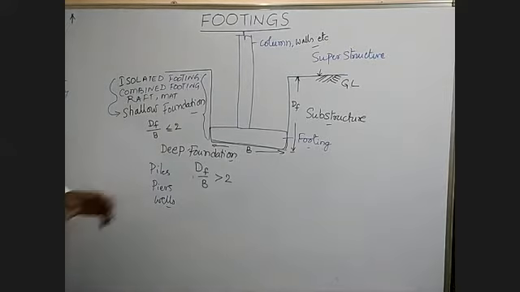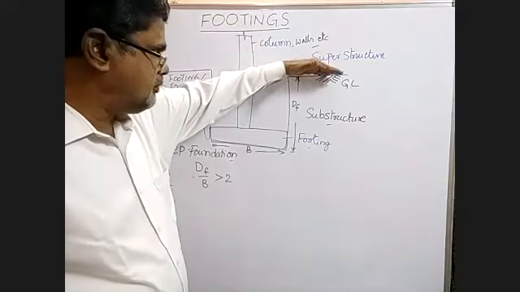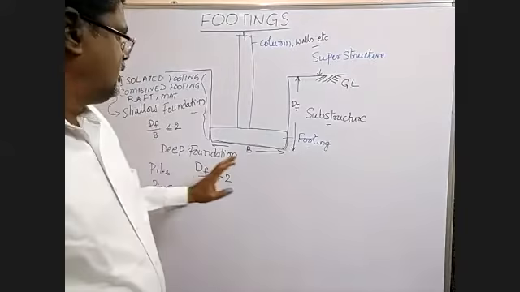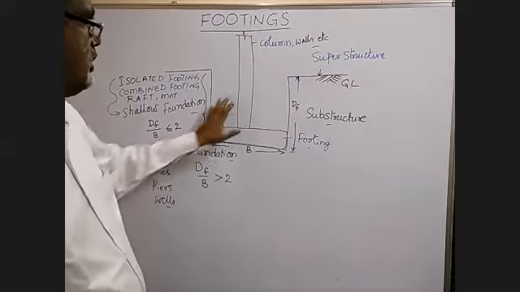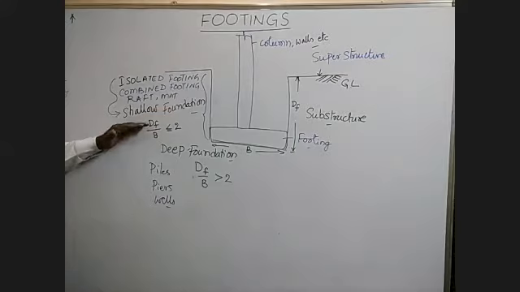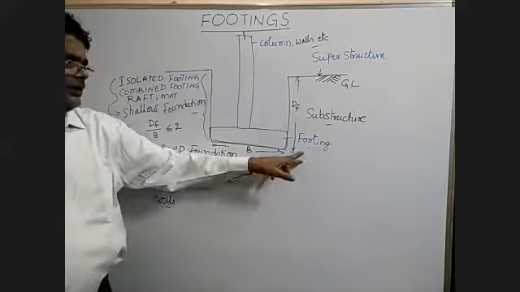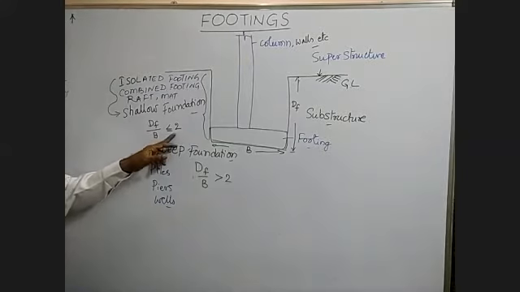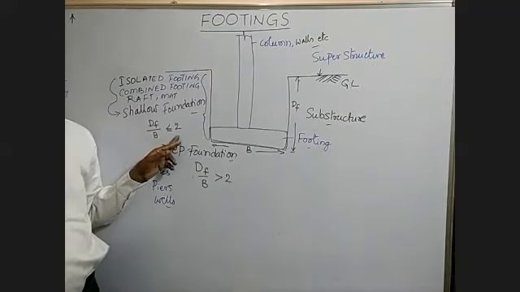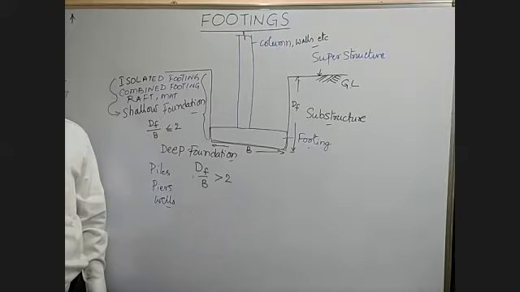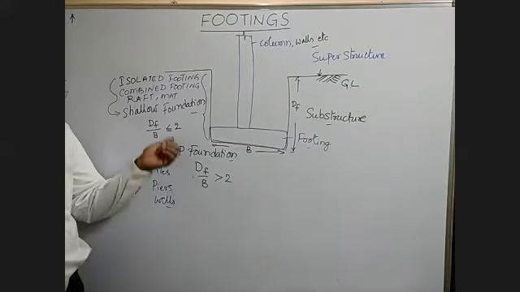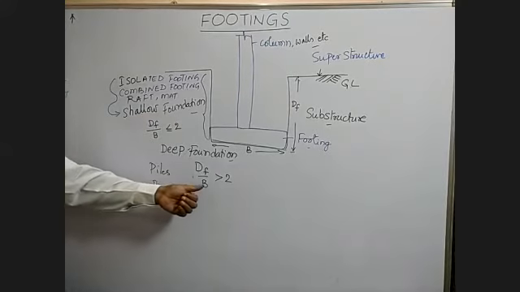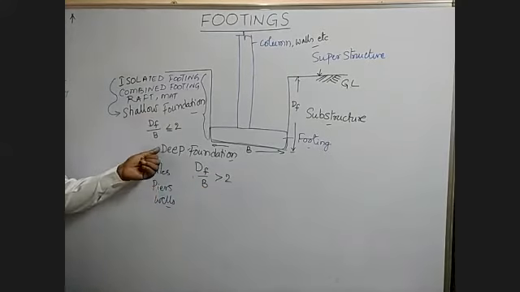Now here, there is a superstructure. Above the ground level, we call it as superstructure. Below this ground level, we call it as substructure. And in this substructure, you have a footing. The total setup, we call it as foundation. If depth of foundation by breadth of the foundation is less than or equal to 2, just like in slabs we have one-way slab and two-way slab, same here, if it is less than 2, we call it as shallow foundation. If it is greater than 2, we call it as deep foundation.